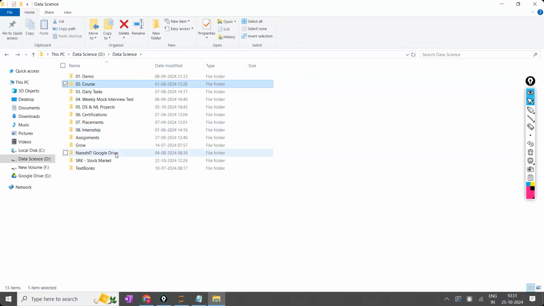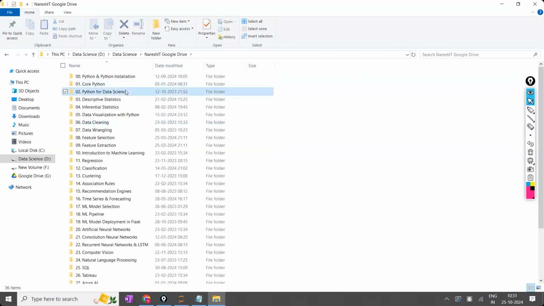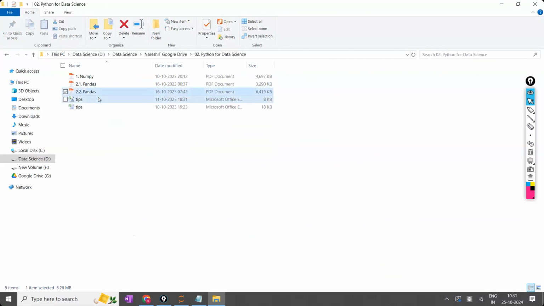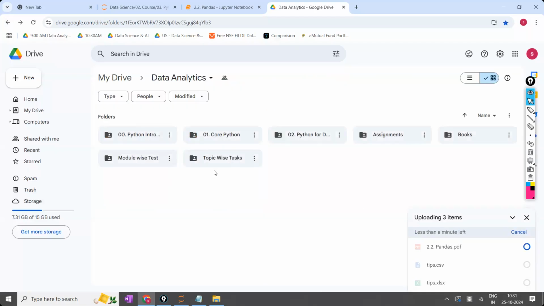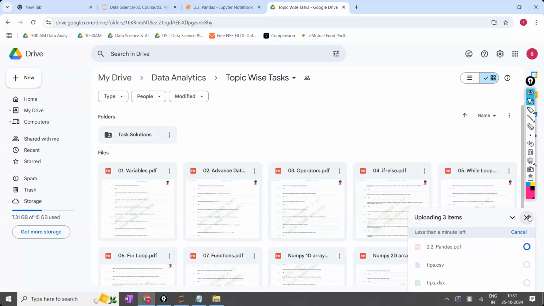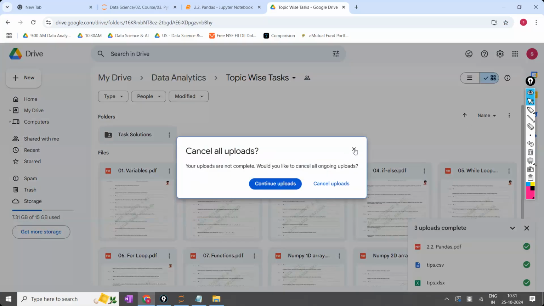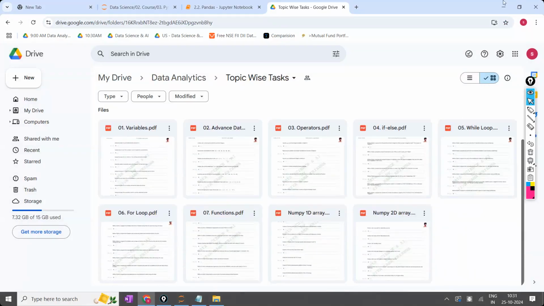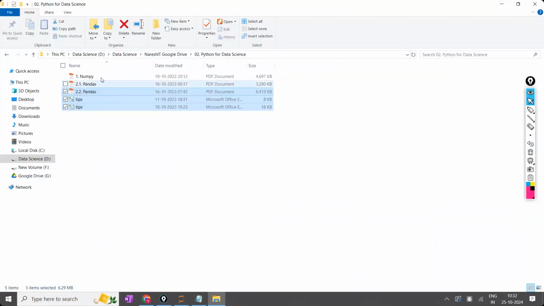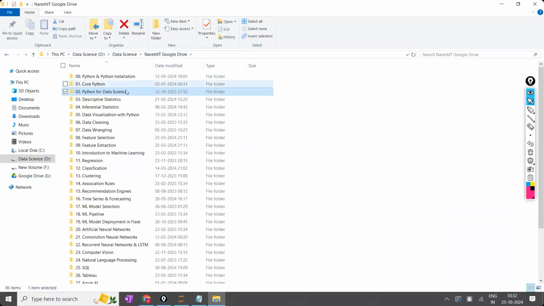In the meanwhile, some of the functions will be available within this Pandas 2. I'm uploading the data set along with this. And apart from that, I'm also adding topic-wise tasks with Pandas. Pandas-related tasks also I'm adding. Please cross-check and try to complete the Pandas task by today. Okay, done. If you have any questions, you can ask.